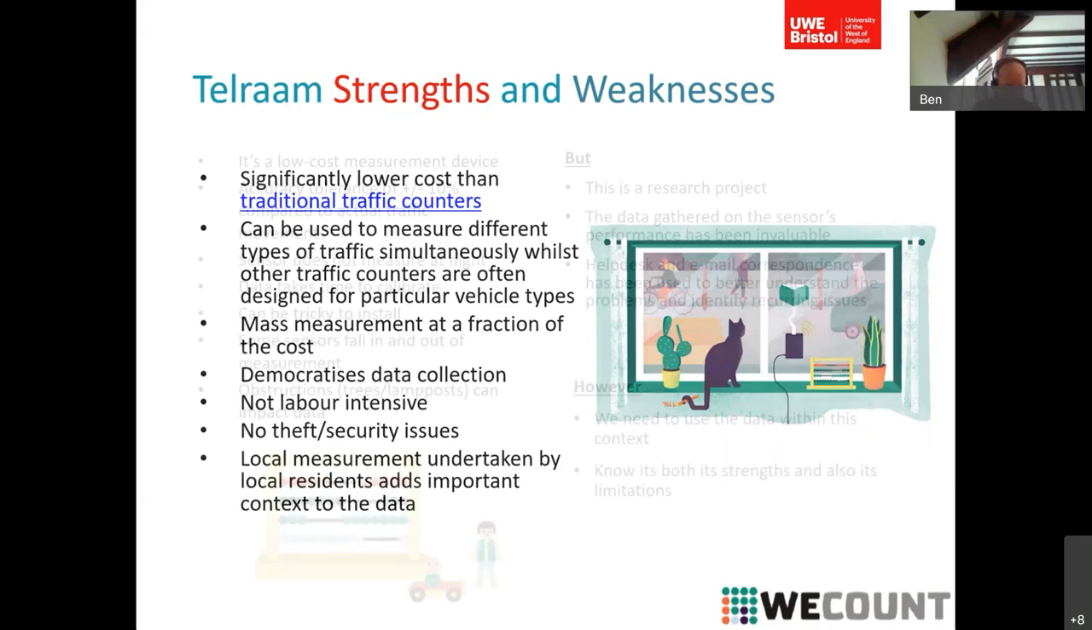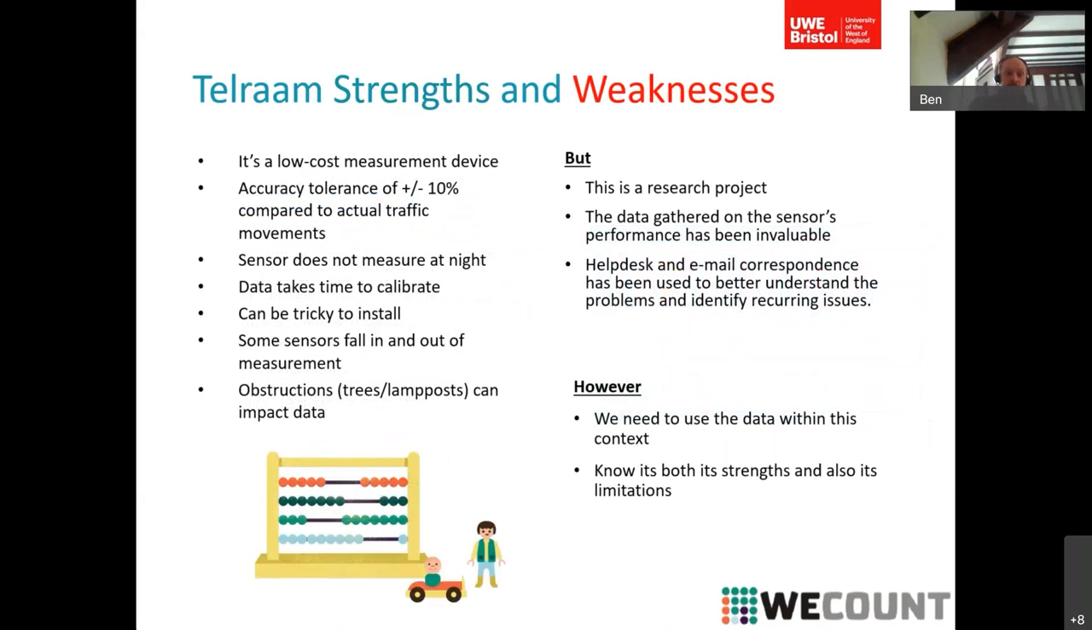In terms of weaknesses, it's a low-cost measurement device. It's got an accuracy and a tolerance compared to actual traffic movements. Sensors don't measure at night. They take time to calibrate and can be tricky to install. Some sensors fall in and out of measurement, et cetera.